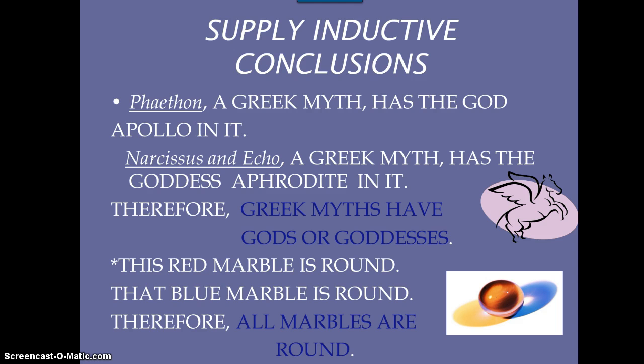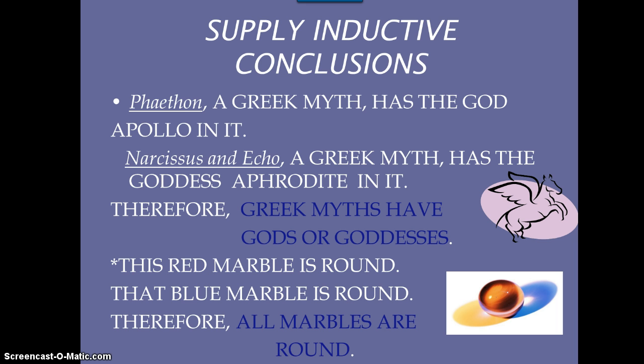So the first one, therefore, Greek myths have gods or goddesses, because we see there are two examples of Greek myths, and they both have gods or goddesses in them. So the conclusion that we would make is that, in fact, all of them have gods and goddesses. Now, here's the truth. We don't know that. We have not read every Greek myth that exists, but based on the premises, that's what we're getting.